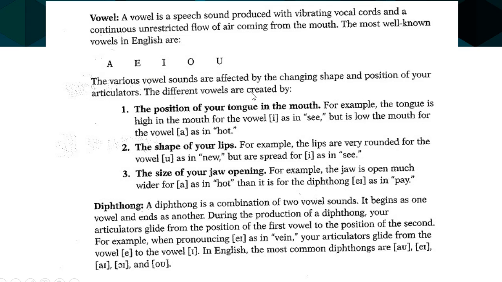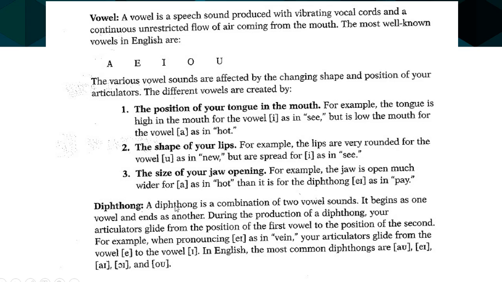The various vowel sounds are affected by the changing shape and position of your articulators. The different vowels are created by, number one, the position of your tongue in the mouth. For example, the tongue is high in the mouth for the vowel E, as in see, but it is low in the mouth for the vowel A, as in hot. Number two, the shape of your lips. For example, the lips are very rounded for the vowel U. As you can see, your mouth is rounded, as in new, but the lips are spread for E, as in see. Number three, the size of your jaw opening. For example, the jaw is open much wider for A, as in hot, than it is for the diphthong A, as in pay.